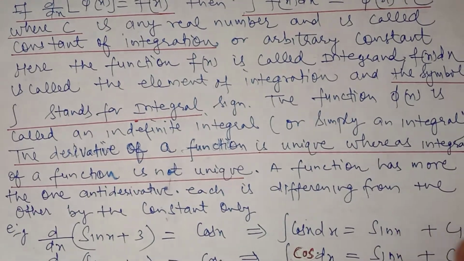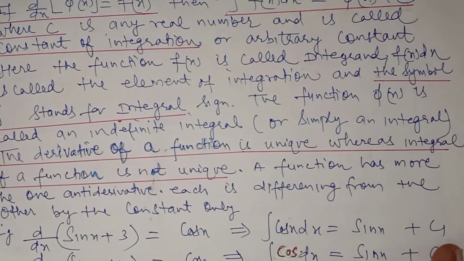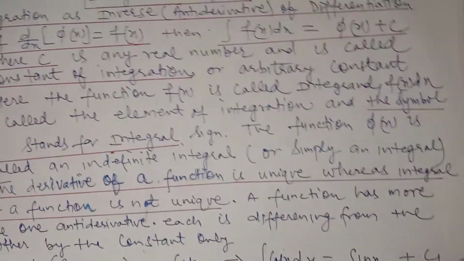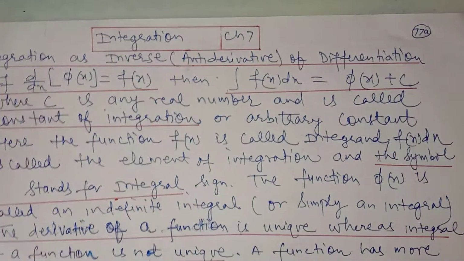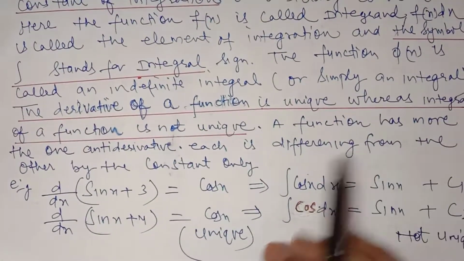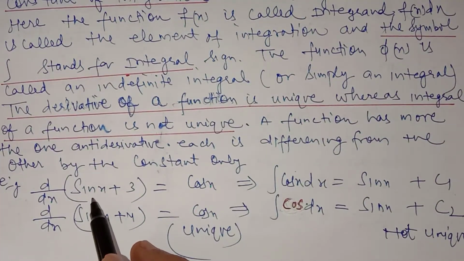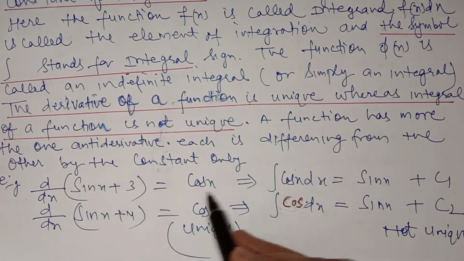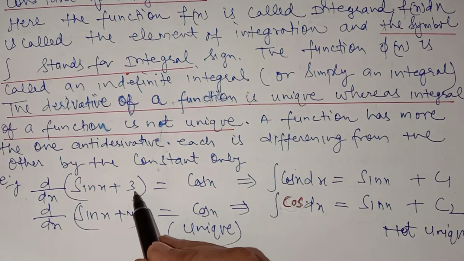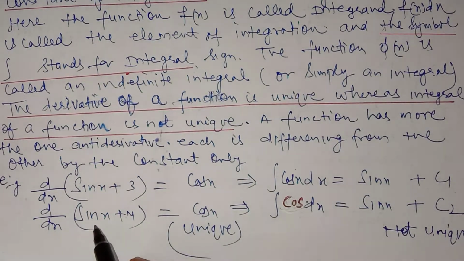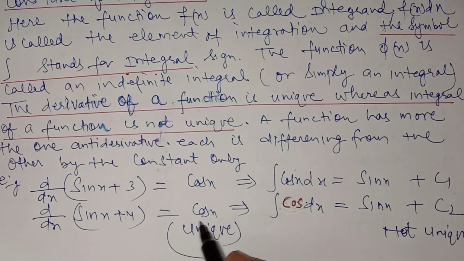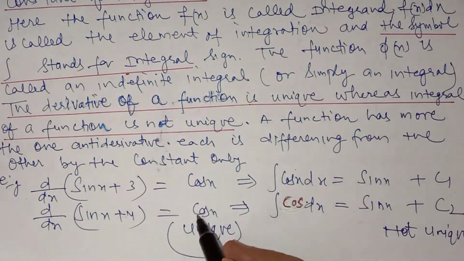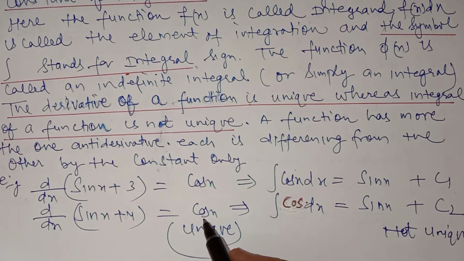Now I'll tell you why the derivative of a function is unique, why the integration of a function is not unique, and why we are putting this constant of integration. Let us take an example. The derivative of sin x plus 3 is equal to cos x. You know the derivative of sin x is cos x and the derivative of a constant is 0. Similarly, the derivative of sin x plus 4 is equal to cos x, which is unique. We cannot have two derivatives of a single function.